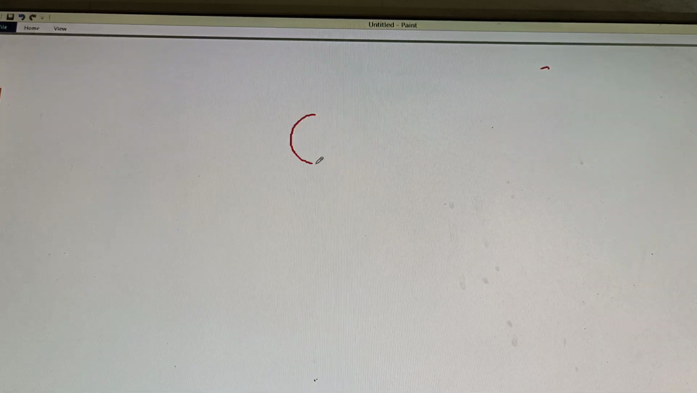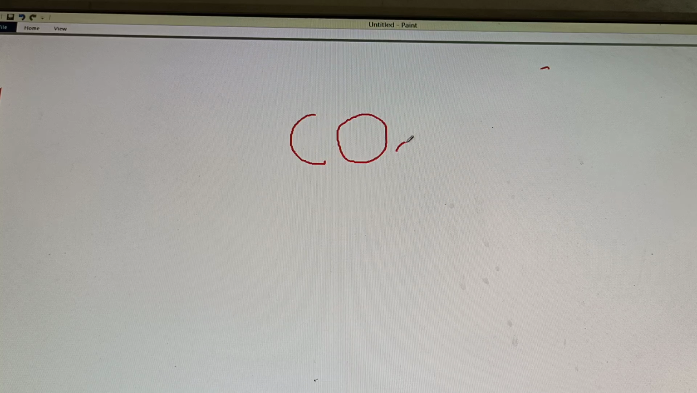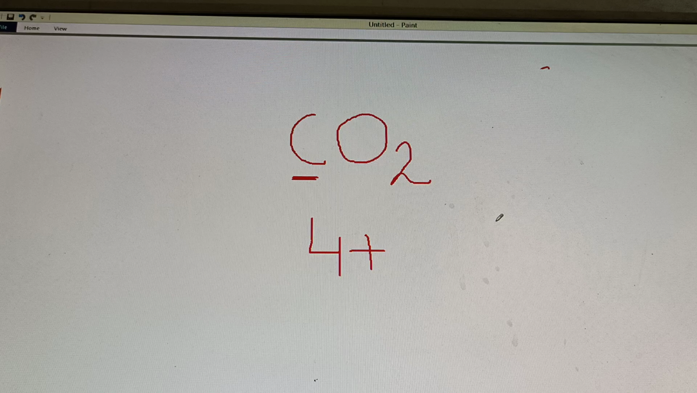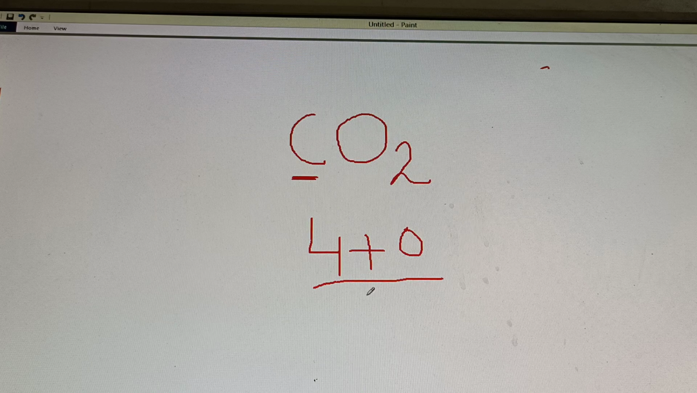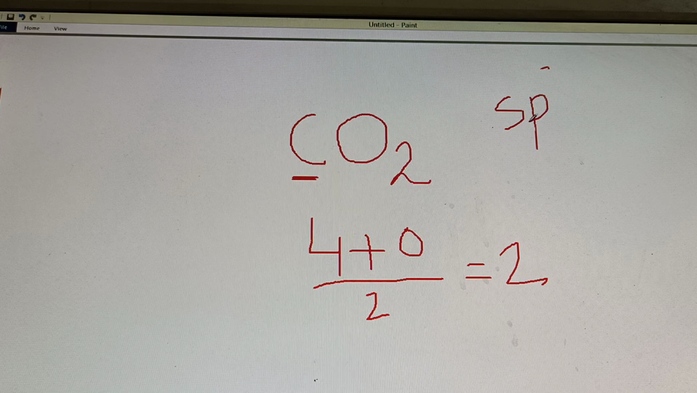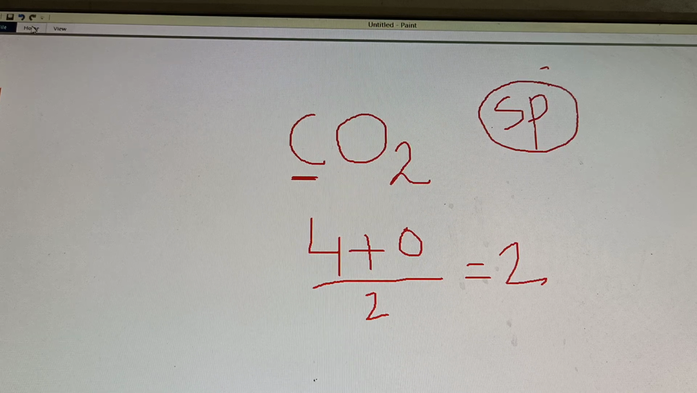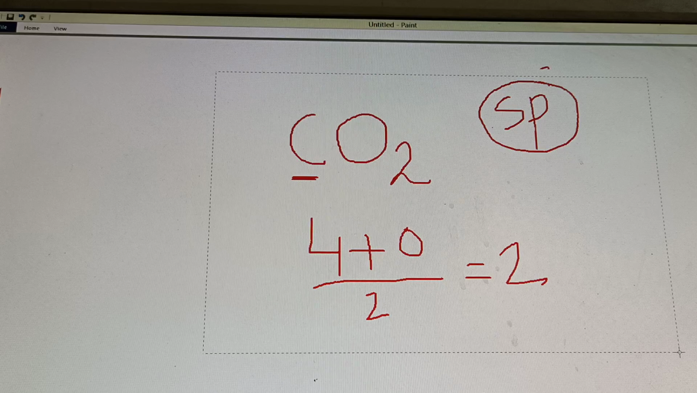Okay, next, carbon dioxide, CO2, hybridization. Here the central atom is carbon, group 14, so 4 is the valence electron, plus no monovalent atom is attached. Oxygen is bivalent, so 0. Neutral molecule, so 4 divided by 2 is equal to 2. So this is sp. Okay, very simple tricks. Sp means linear, bond angle 180 degrees.